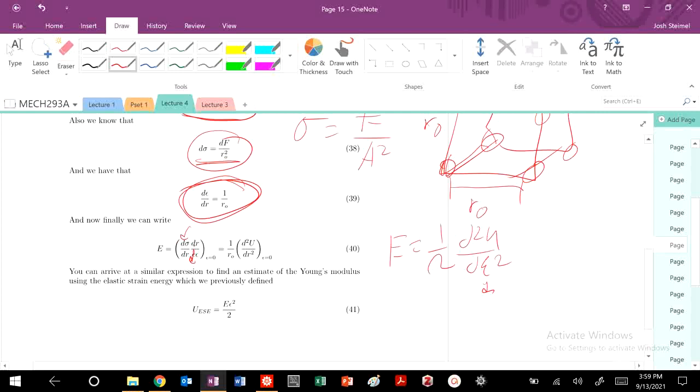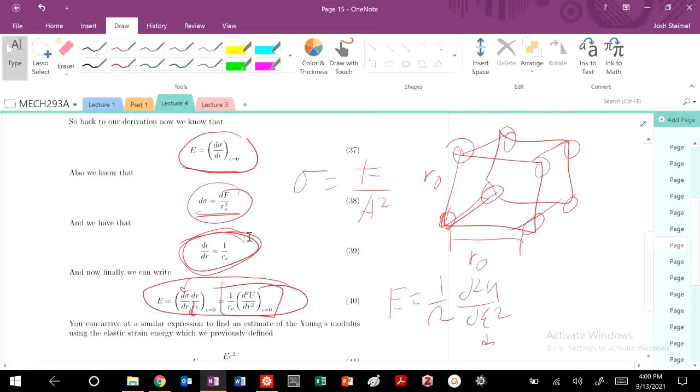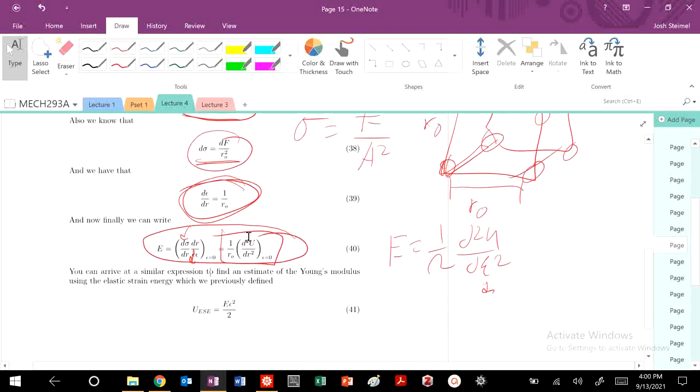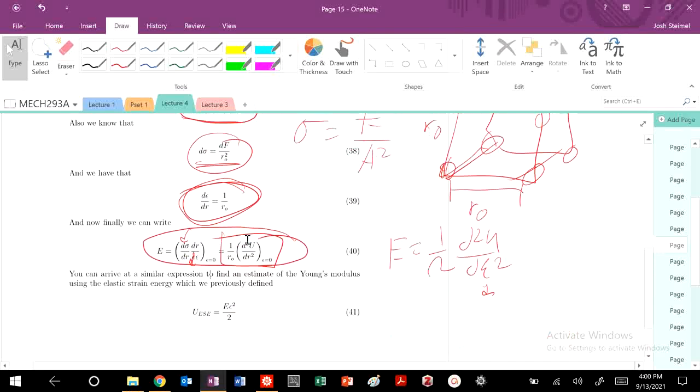So I do that, and I can get my expression right here, 1 over r naught, and then that's it. So I have this expression. I've rewritten it in terms of this, du d theta and all these other good things.